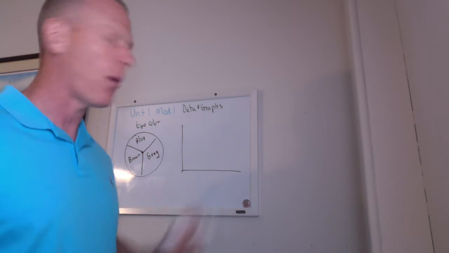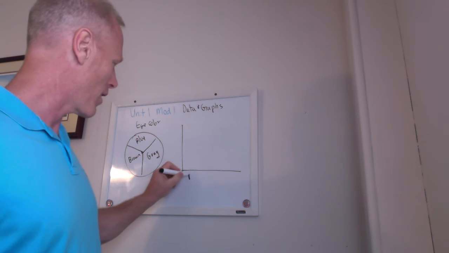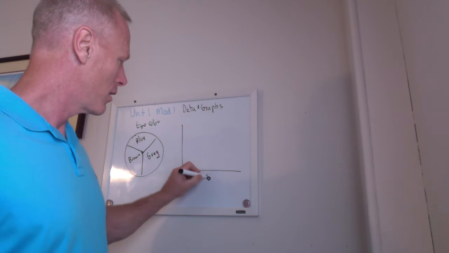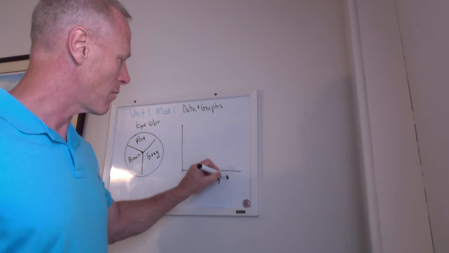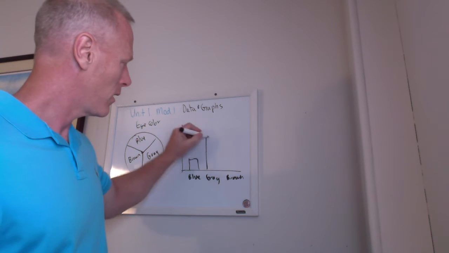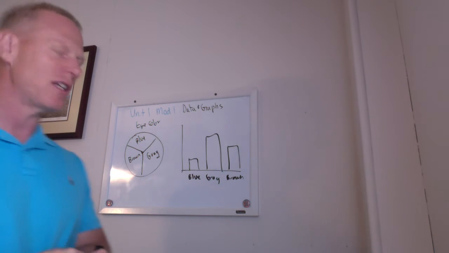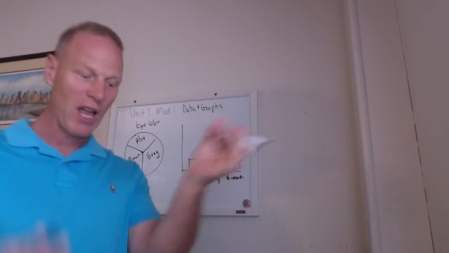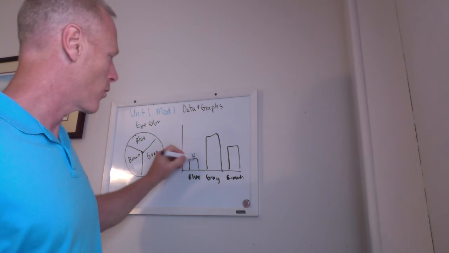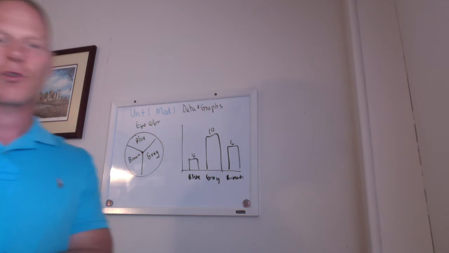We're going to be talking about bar graphs. What's a bar graph? Same thing. If I had the different colors where I had blue, gray, and brown, and I just create a bar, these could be percentages. They could also be counts, which is how many people are there. Let's say 4 had blue, 10 had gray, 6 had brown. I can draw something like that.